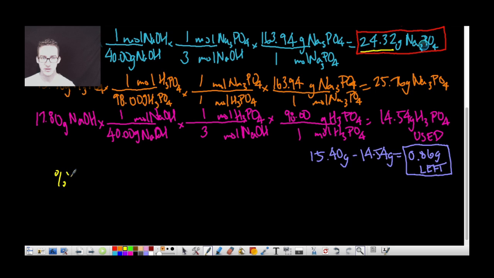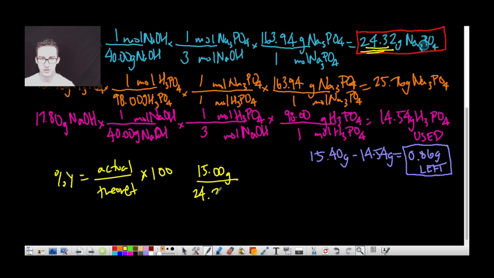So percent yield is actual over theoretical times 100. Our actual yield, according to the problem, was 15.00 grams. In theory, we should have gotten 24.32. We multiply that by 100. Our percent yield here is going to be approximately 61.68%. So in reality, we're only expecting about 2/3 of what we should be able to get theoretically.